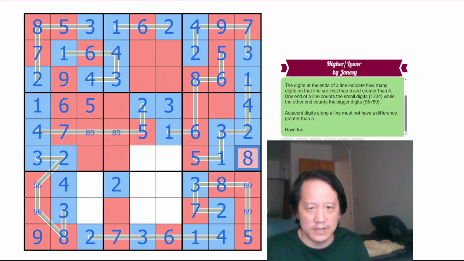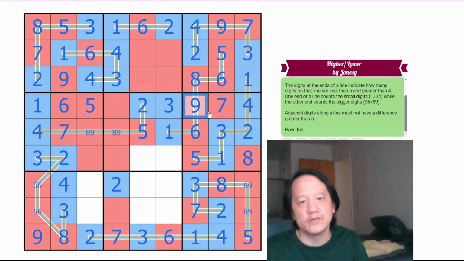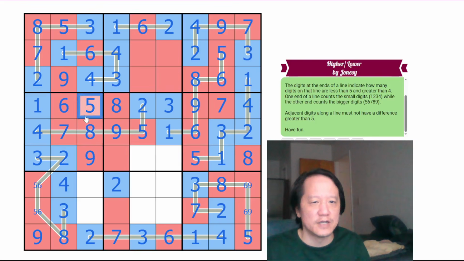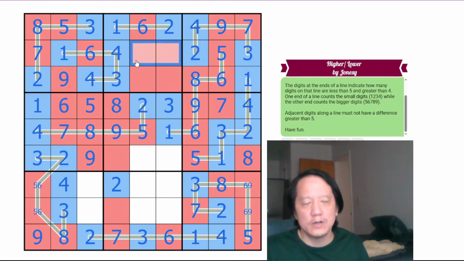It's 8 there. Remaining digits in this box are 7 and 9. This can't be 9 because of 9 in the column, so it's 7, 9 there, which leaves that as an 8. 8 eliminates 8 there, so it's 9 and 8. That leaves this digit as a 9 in box 4. Yeah, the rest is just normal Sudoku.